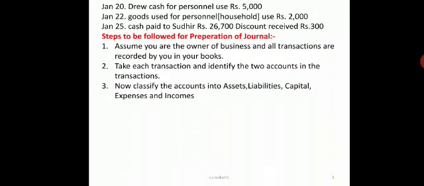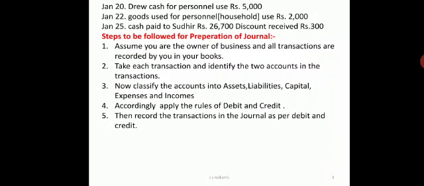Now after identifying the accounts, I have to classify these accounts into assets, liabilities, capitals, incomes and expenses. So first I should identify, second I should classify them into the various 5 types of accounts. Now once I have classified, I should apply the rules of debit and credit that are applicable for each and every account which is identified.